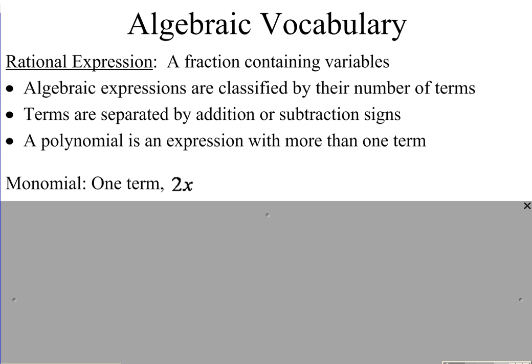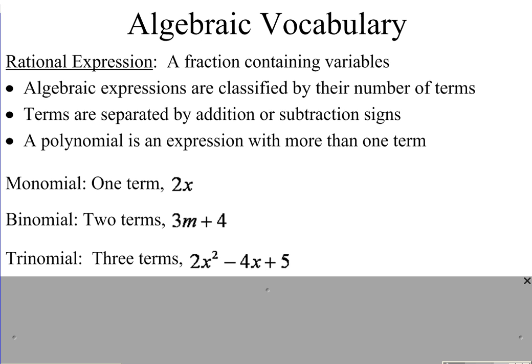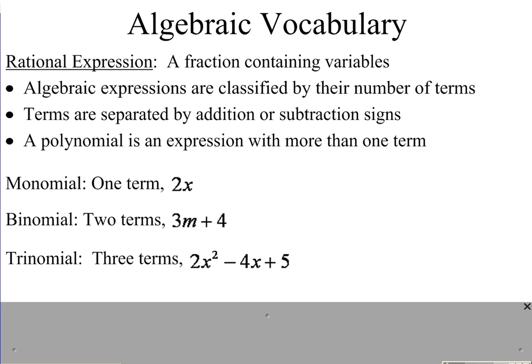A monomial, the prefix mono means 1, so a monomial means that there is 1 term. An example of that would just be 2x. A binomial, prefix bi means 2, has 2 terms. 3m plus 4 would be an example of a binomial. A trinomial would have 3 terms. 2x squared minus 4x plus 5 is an example of a trinomial.